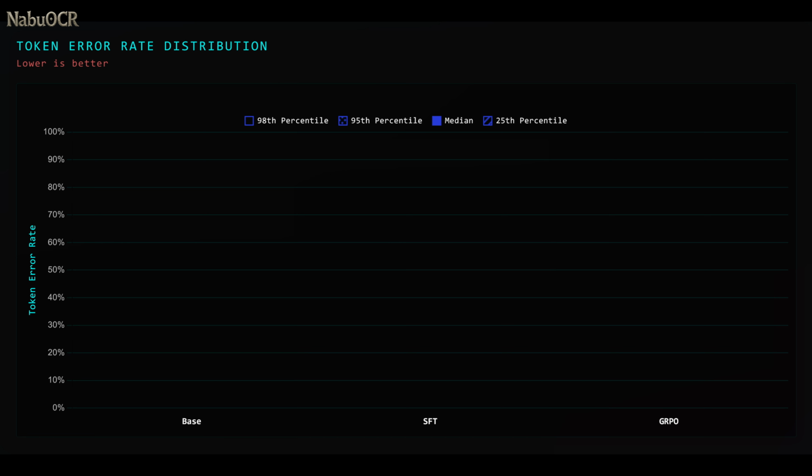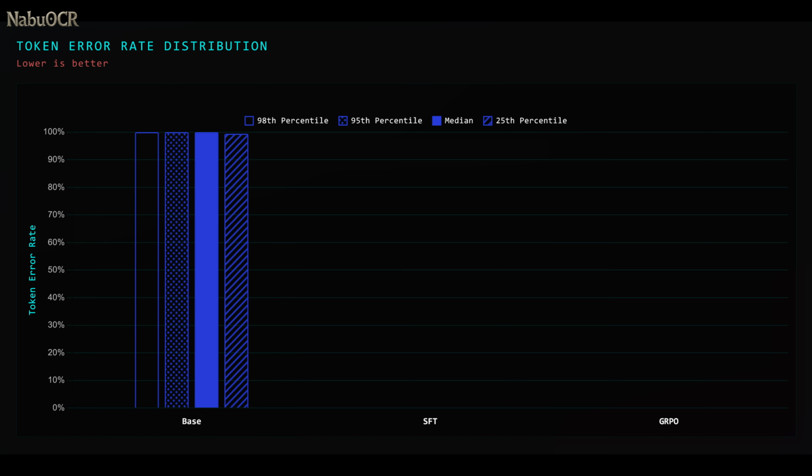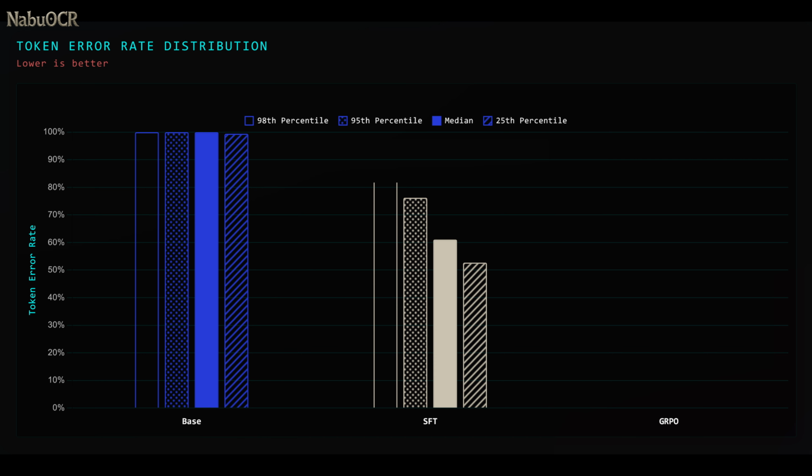Here's the full picture. Token error rate measures edit distance, so lower is better and 0 is perfect. The base model scored 100%. It had no concept of cuneiform, essentially giving random output or task refusals. After supervised fine-tuning, median token error rate dropped to 60%, a 40 percentage point improvement. The model learned to produce cuneiform and understood tablet structure.